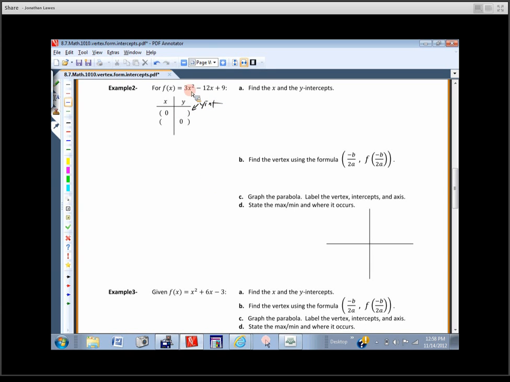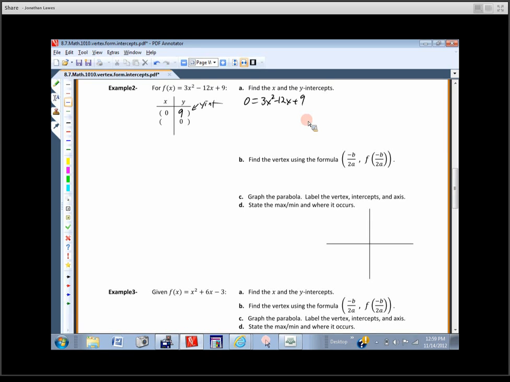0 here. 0 squared is 0 times 3 is still 0. 0 here. 0 times negative 12 is 0. So anything with an X in it turns into a 0. So the number sitting on the end is the Y-intercept, just like in slope-intercept form, right? So this is going to be a 9. Now I need to figure out what the X-intercepts are. So I'm going to set this equal to 0. So this is going to be 0 equals 3x squared minus 12x plus 9. Now, this is kind of a pain, because this means I'm solving a quadratic.